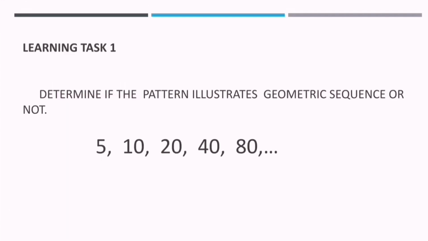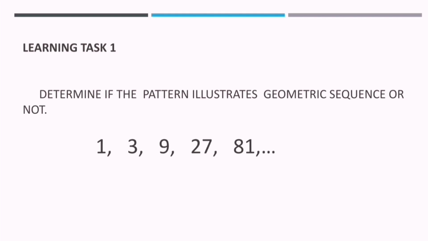Okay, so to start, let's study this sequence: 5, 10, 20, 40, and 80. What have you observed? We can observe that we multiply 2 to get the succeeding term. 5 times 2 is 10. 10 times 2 is 20. 20 times 2 is 40. And 40 times 2 is 80.